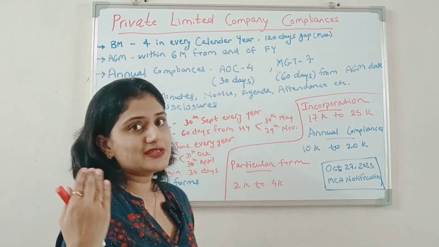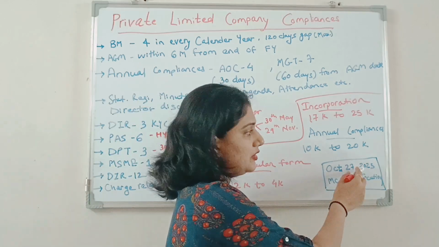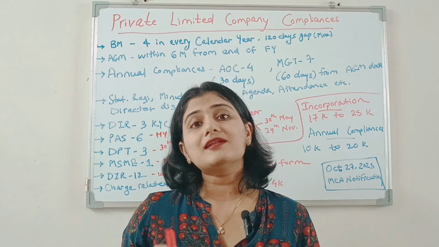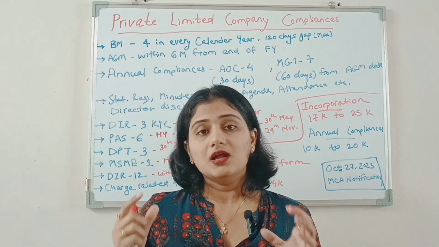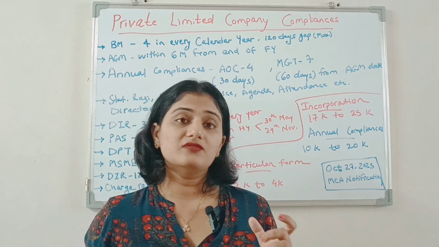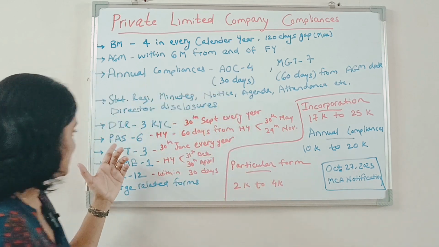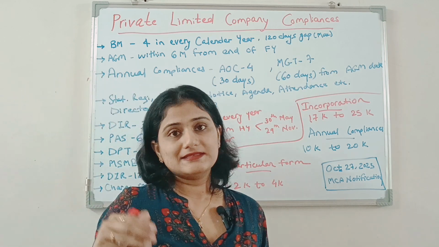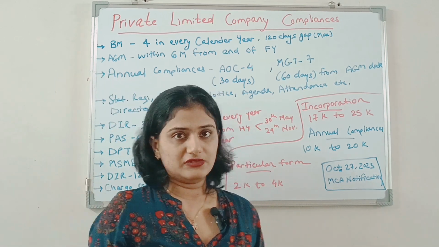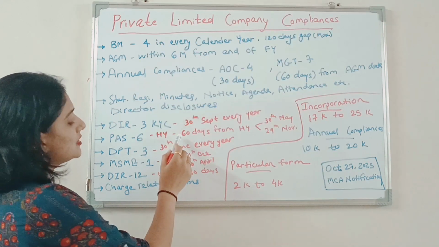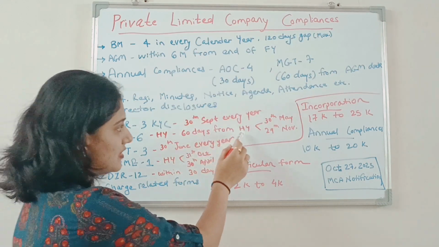With the MCA notification dated October 27, 2023, private companies other than small companies are now required to convert their shares into demat form and comply with filing Form PAS 6. This form is particularly for the reconciliation of share capital of the company. It is a half-yearly form. The timeline is 60 days from the end of the half year.